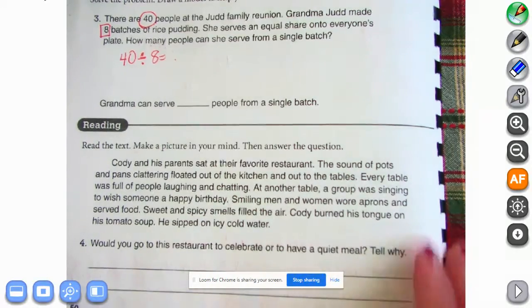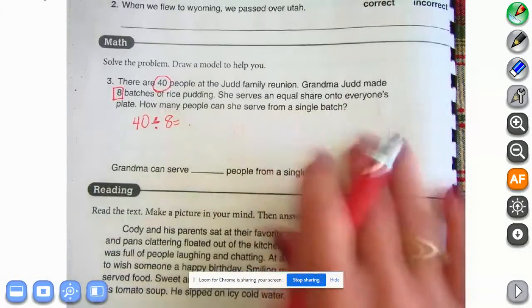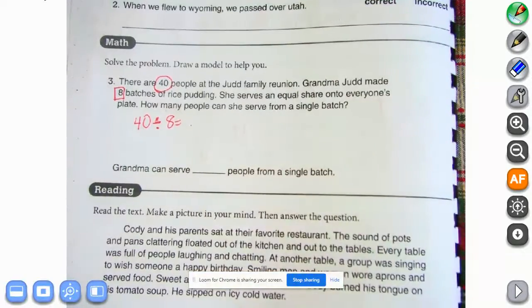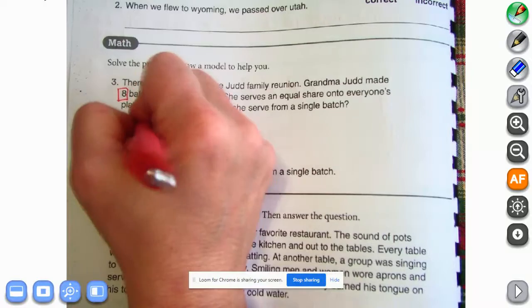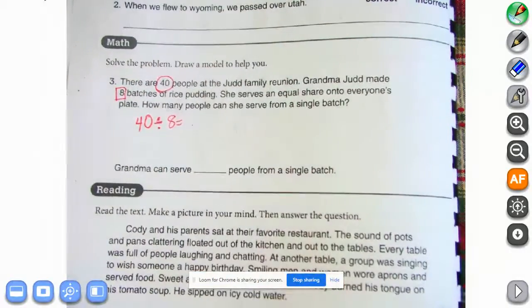All right. And then you do need to show your work on this one so that you can show us that you know how to solve that problem. Calculators, no, we can't use calculators. We need to use our brain. This is for us to practice and use our skills.